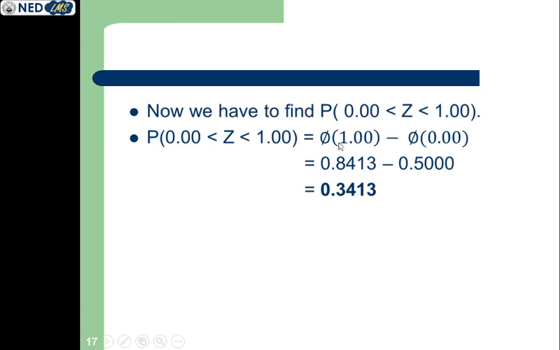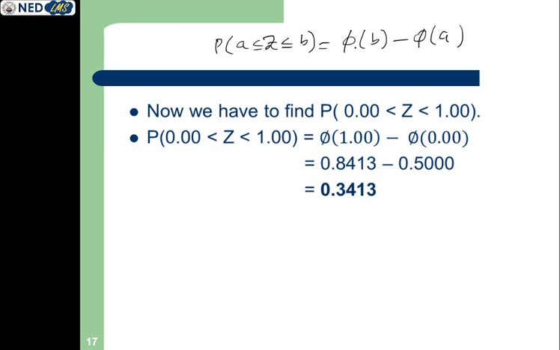Phi is the notation. If z is a standardized normal random variable and you are going to find the probability that z lies between a and b, an interval, then it is phi of the upper limit b minus phi of the lower limit a.